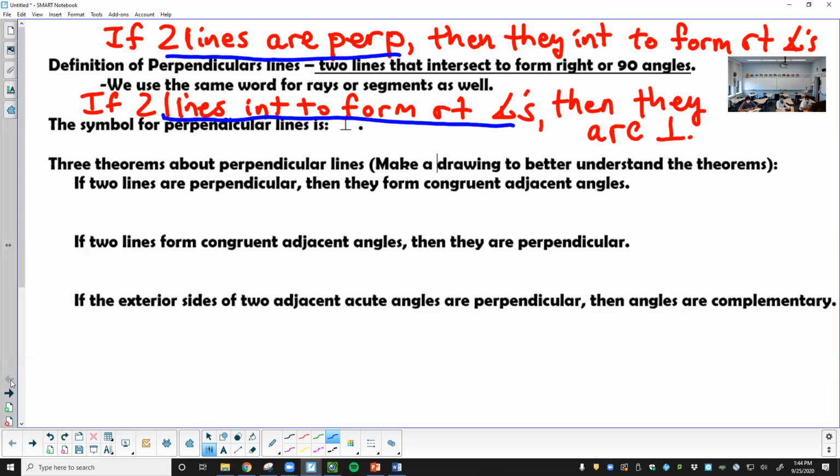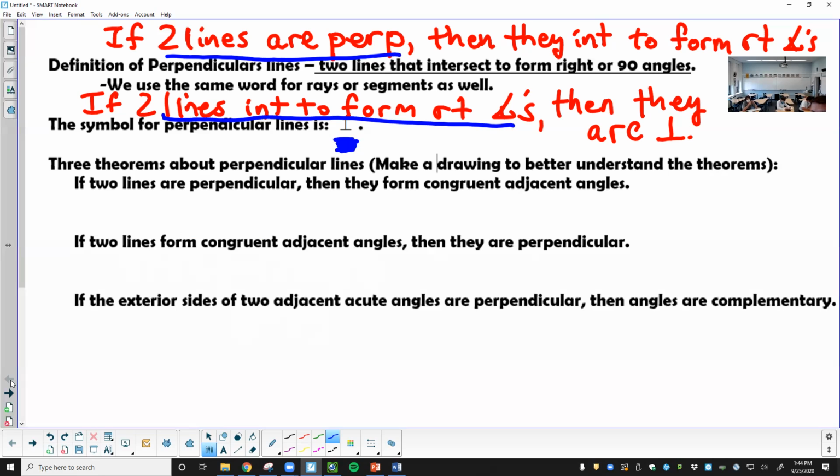All right, symbol for perpendicular lines is this guy. It's an upside down T right here. Everybody see this? So that upside down T means perpendicular, okay? I often use that in shorthand, or perp. That's fine too. All right, so we got three theorems here about perpendicular lines. We can make a drawing to better understand these.